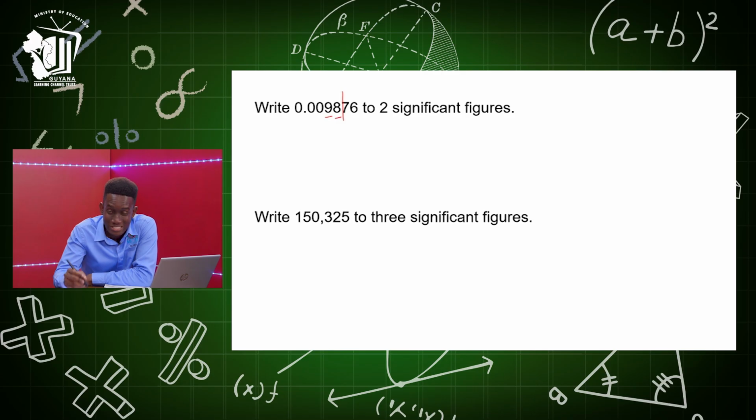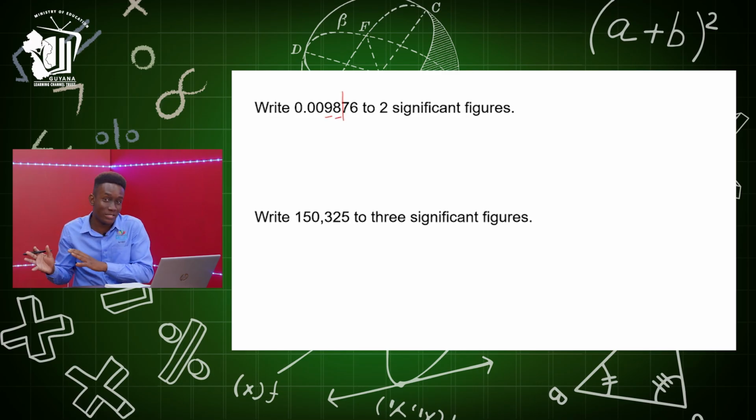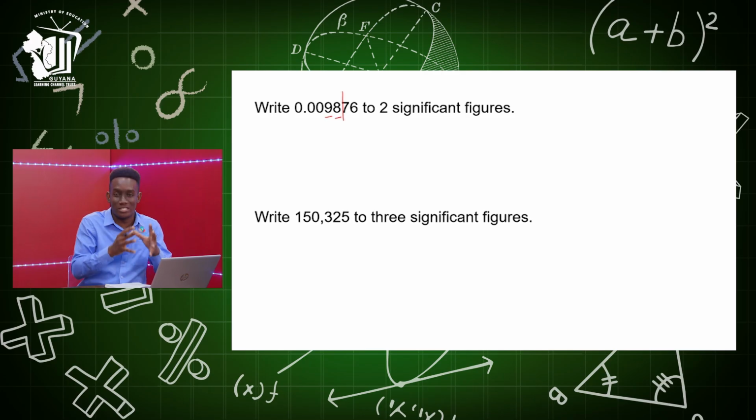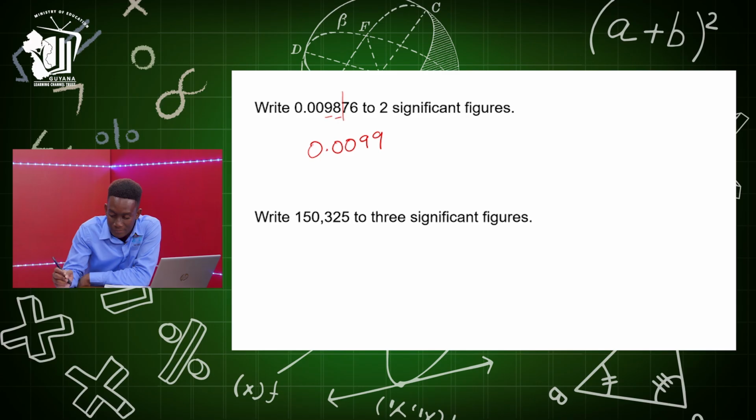So the thing about significant figures is that the same rule we apply to decimal places, as it relates to 5 or more and 4 or less, applies to significant figures too. The only difference is that we start counting from the first non-zero digit. So we look at the 7. We see the 7 is 5 or more, so we add 1 to the previous one. So this would be 0.0099, and this would be correct to 2 significant figures.